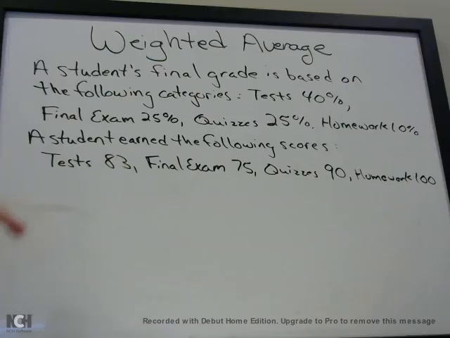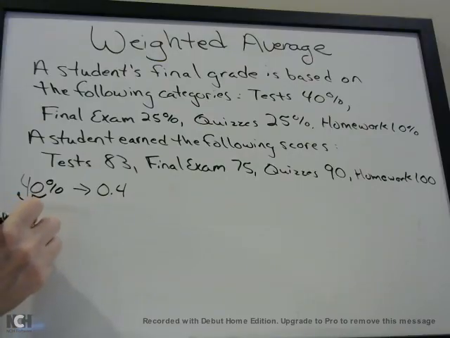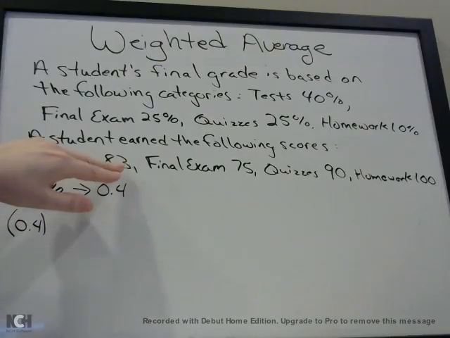And all you do is take tests is 40%. Here's where you really need to know how to write a percentage as a decimal, because we can't multiply percentages. We can only multiply decimal numbers. So if you don't know how to do that, you need to watch that video, because I'm not going to really go through it here. 40% is written as 0.4. You take the decimal point and move it to the left 2 spots. So we have tests 40%. So we're going to multiply 0.4 times whatever our test grade was, an 83.